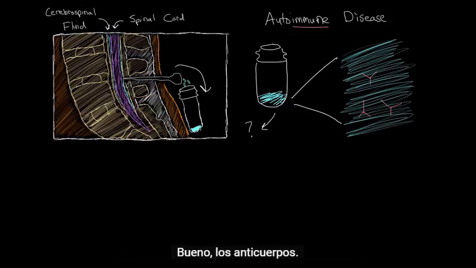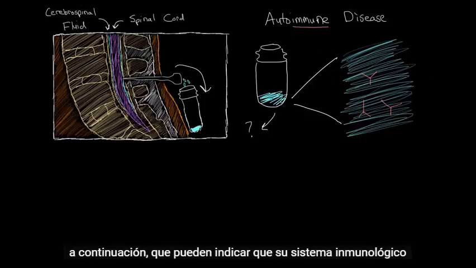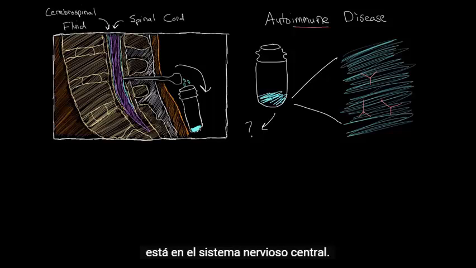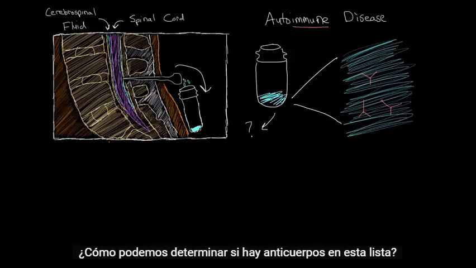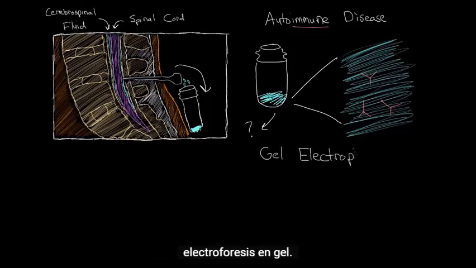Well, antibodies. If you have a lot of antibodies in your cerebrospinal fluid, then that may indicate that your immune system is in the central nervous system. So how do we determine if there are antibodies in here? We can use a technique known as gel electrophoresis. I'll spare you the details of how exactly this technique works.